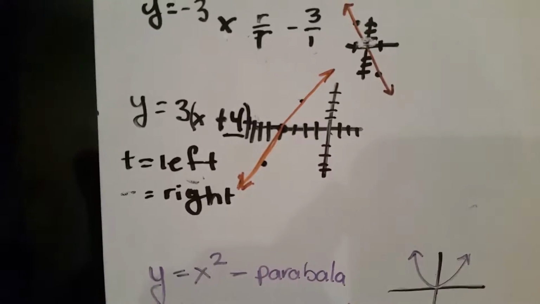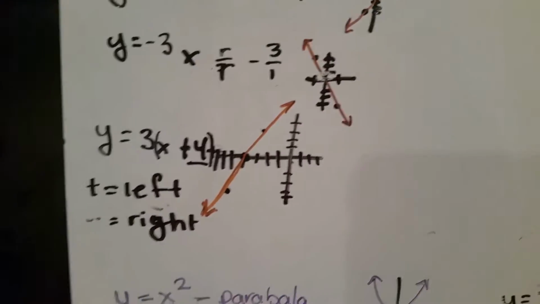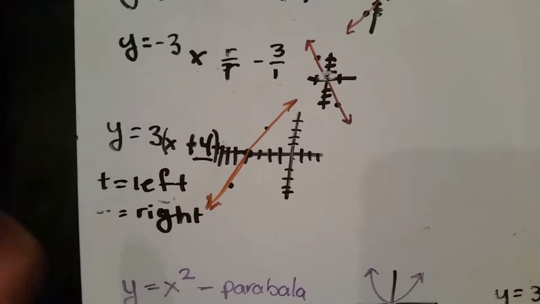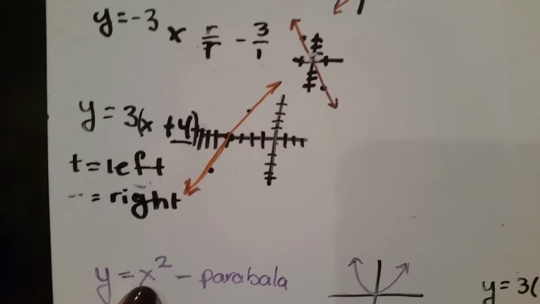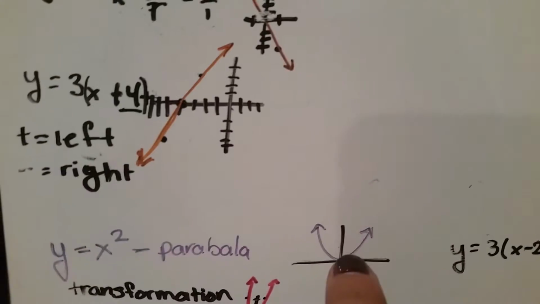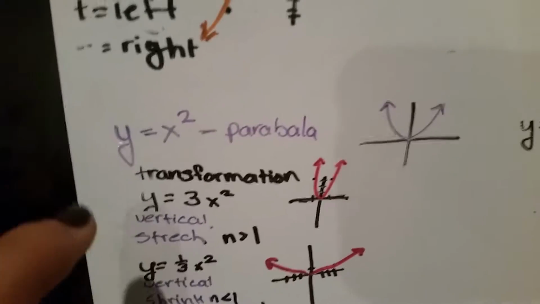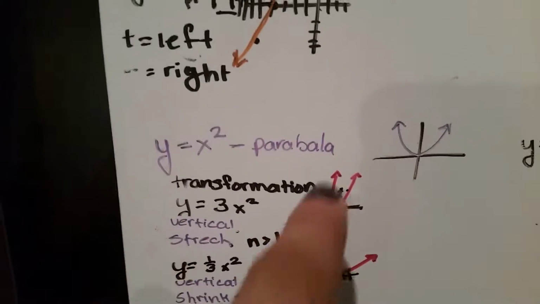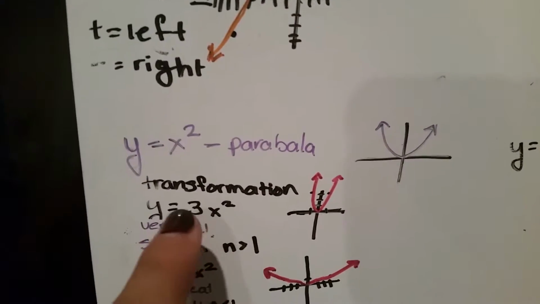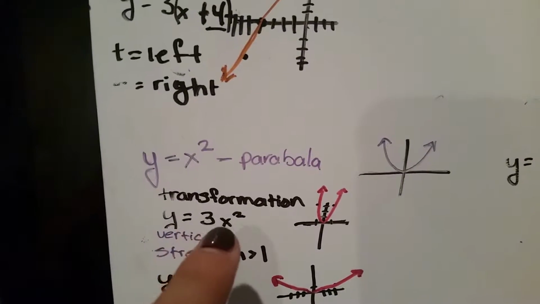Now we're going to focus on parabolas. The parabola equation is y equals x squared. You still have the mx plus b, but you have to have the x squared to make it a parabola, to make it have a curve. So if we're going to do transformations of vertical stretch and vertical shrink, we're going to look at the slope. So y equals 3x squared.